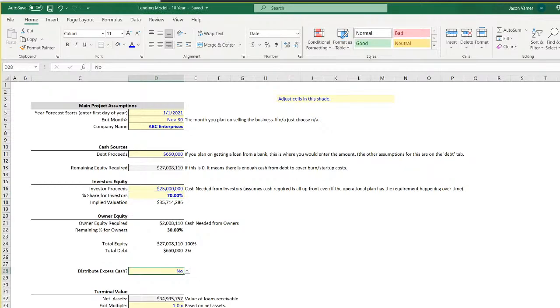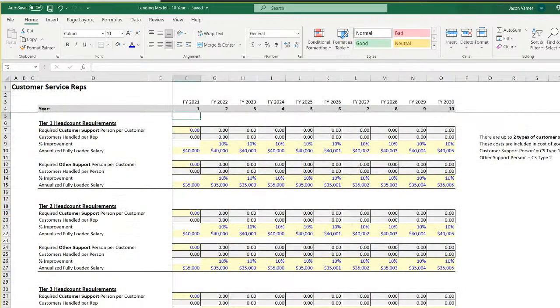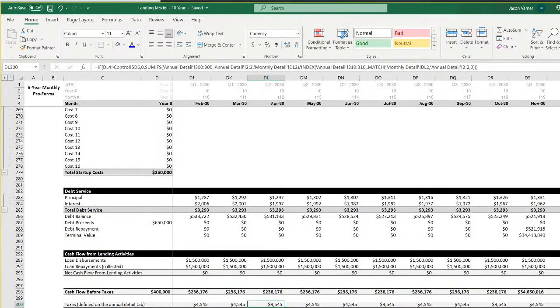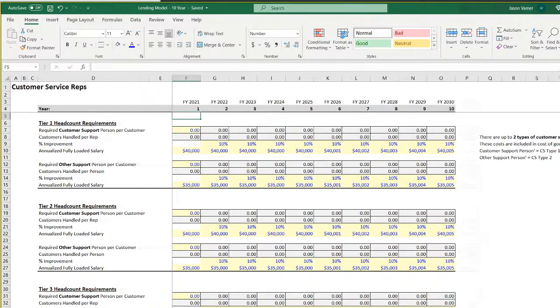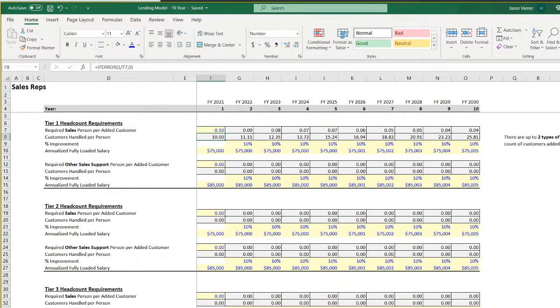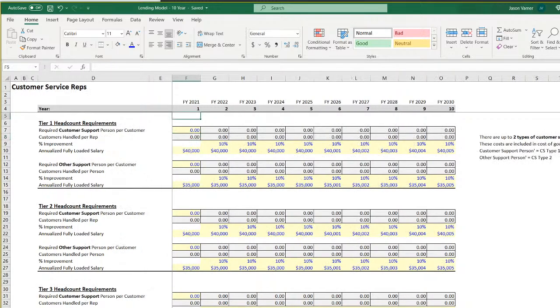I did want to check one thing. Also, the customer service and sales reps do scale with this model, as it's based on the total loan counts over time, if you're trying to scale up a bank essentially.